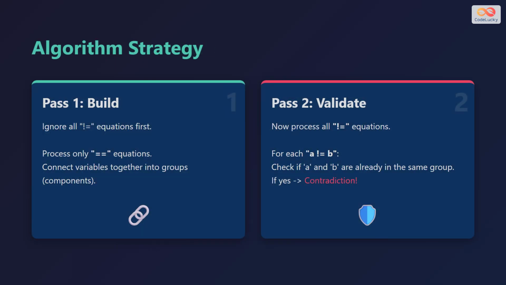The best strategy is to process the information in two specific passes. In pass 1, we act like builders. We ignore the conflicts and focus only on the equality equations to build our connected groups. In pass 2, we act as inspectors. We look at the inequality equations to see if any of them violate the groups we built in pass 1.